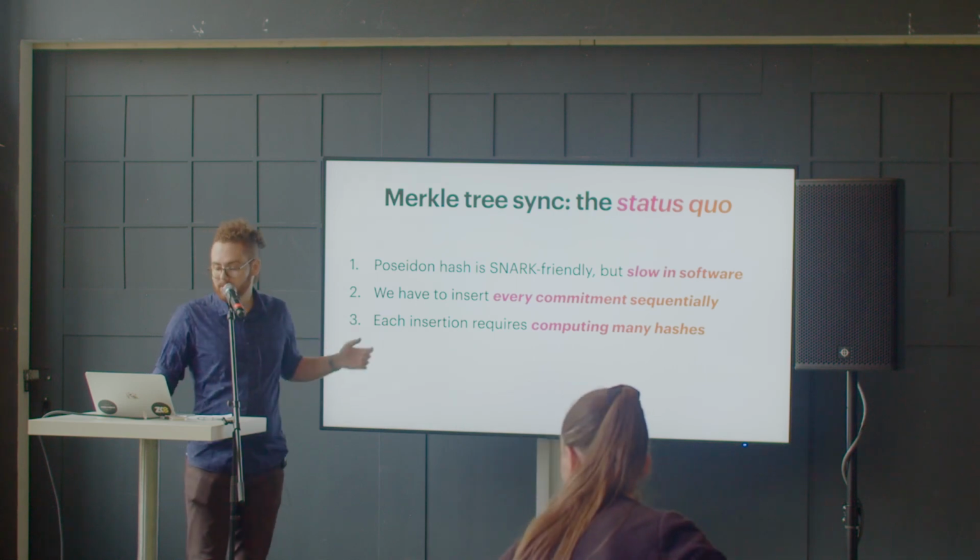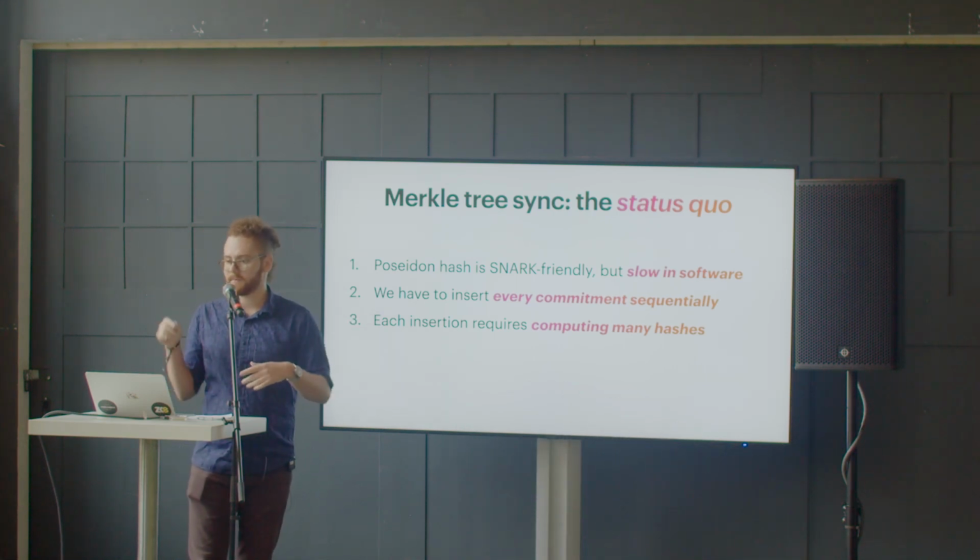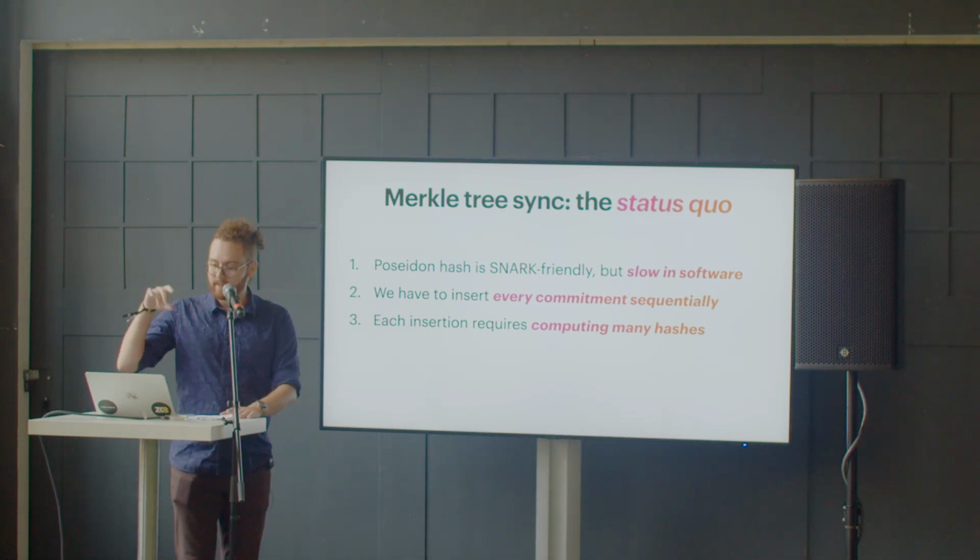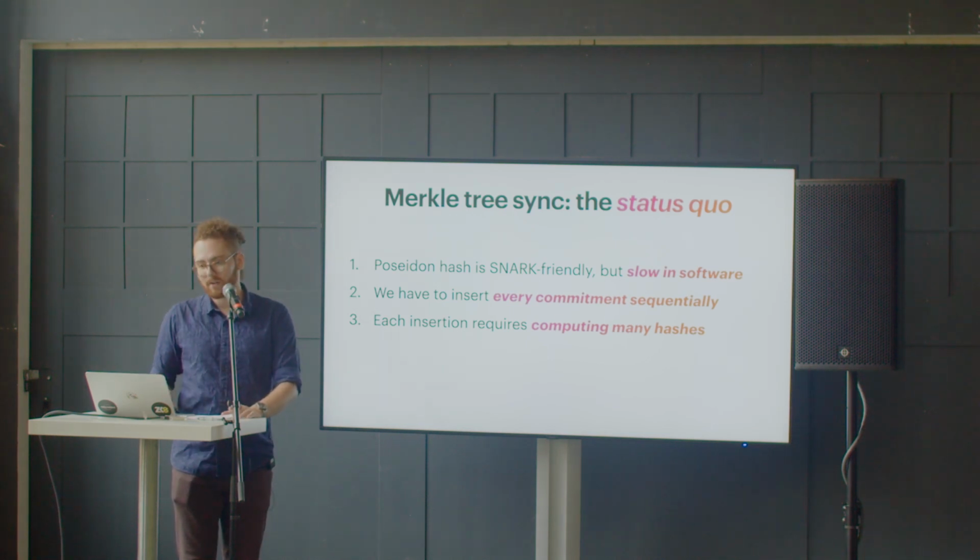Additionally, when you make an insertion, you have to compute many hashes. You have to compute all of the hashes all the way down from the point at which you insert the leaf of your tree all the way back up to the root every time that you insert.